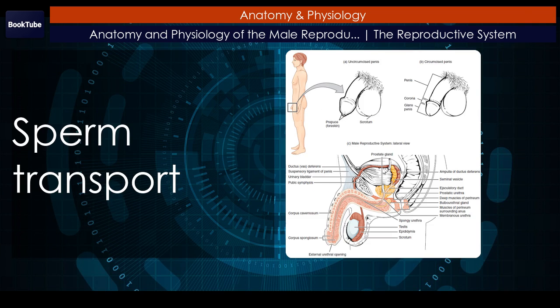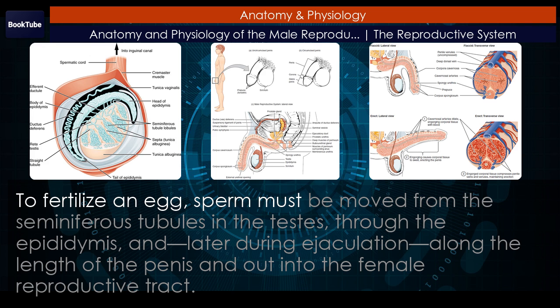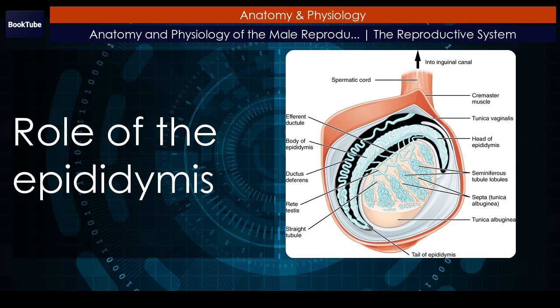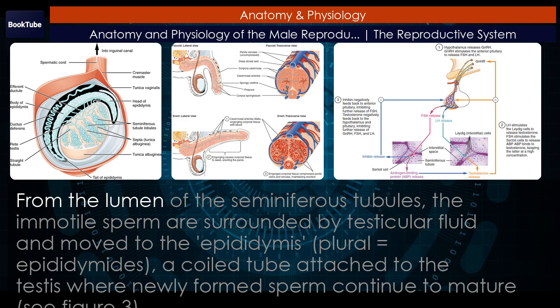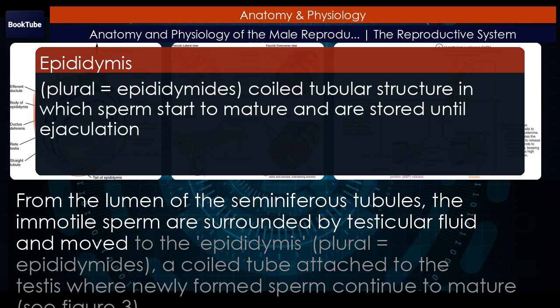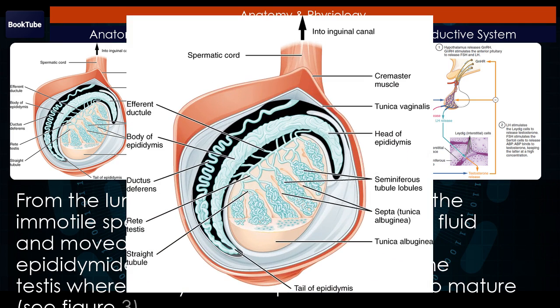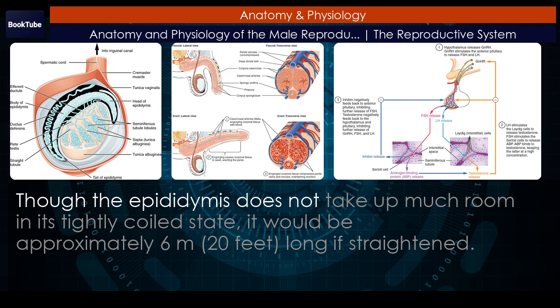Sperm transport. To fertilize an egg, sperm must be moved from the seminiferous tubules in the testes, through the epididymis, and, later during ejaculation, along the length of the penis and out into the female reproductive tract. Role of the epididymis. From the lumen of the seminiferous tubules, the immotile sperm are surrounded by testicular fluid and moved to the epididymis (plural, epididymides), a coiled tube attached to the testis where newly formed sperm continue to mature. See Figure 3. Though the epididymis does not take up much room in its tightly coiled state, it would be approximately 6 meters, 20 feet, long if straightened.